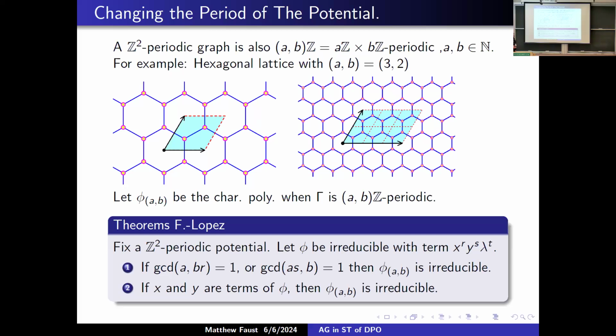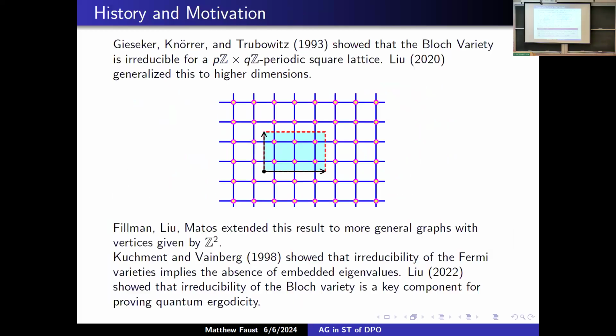And people might be wondering, why study this in the first place? Well, first off, these types of models have been studied since the 90s through Gieseker, Knörrer, and Trubowitz's book, The Geometry of Algebraic Fermi Varieties, where they study irreducibility and many other aspects of this graph here. This is known as the square lattice. This is viewing it as 3Z by 2Z periodic, but you could also have chosen just a single vertex as your fundamental domain.